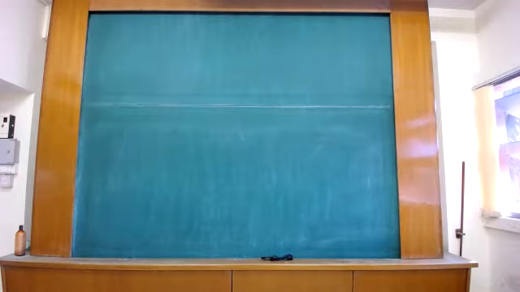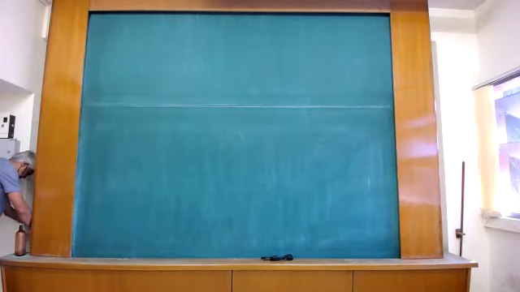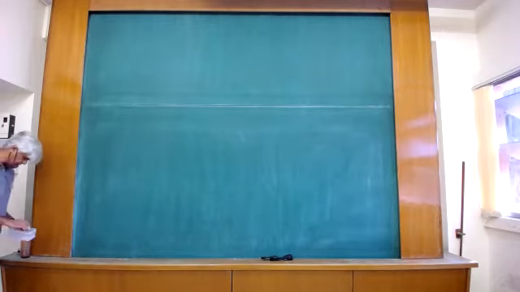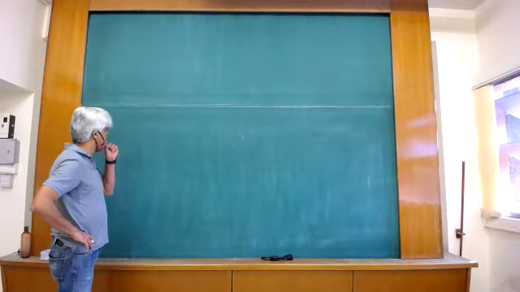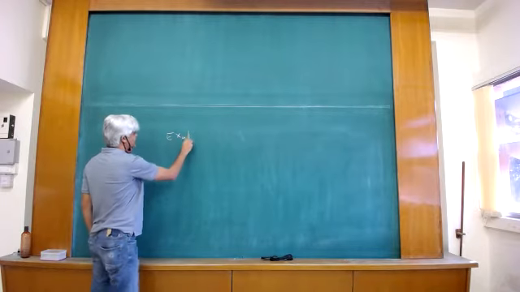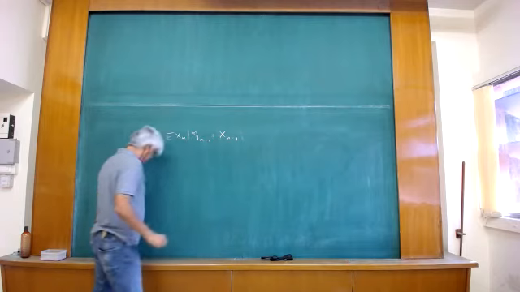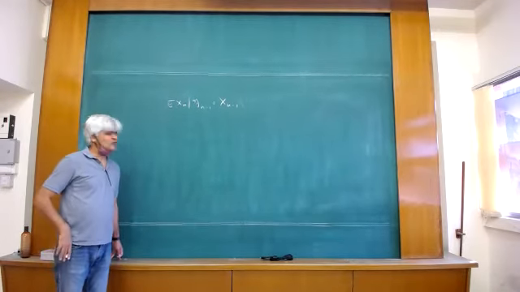So let's see where we were last time. Martingale, right? The key property of a martingale is this. Then we did some examples, and in the end, we were talking about a random walk, right?